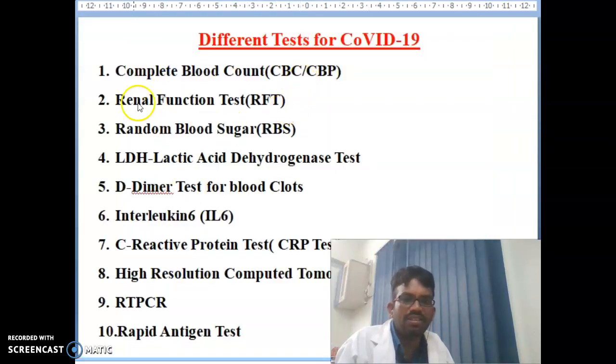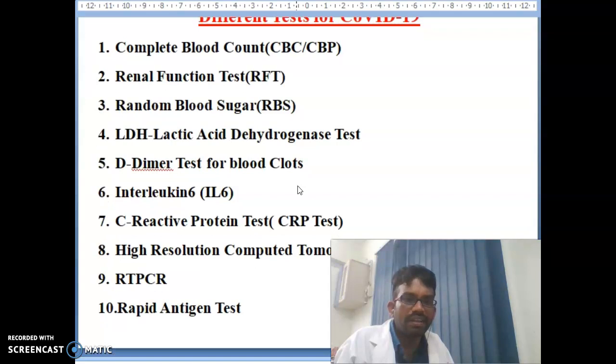You can see these 10 very important tests: the CBC test, the renal function test, the random blood sugar test, the LDH test, the D-dimer test, the IL-6 and CRP tests, the HRCT scan, RT-PCR and the rapid antigen test. These are the 10 very important tests you can use in COVID-19, and you can detect how much the coronavirus has infected our body. These tests are important for grading the disease.